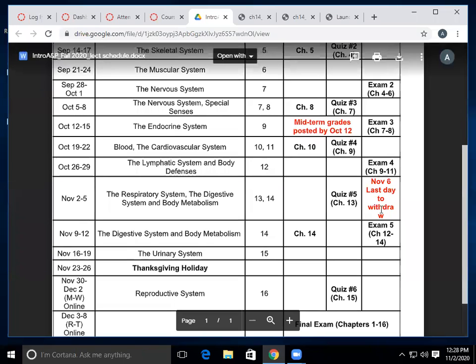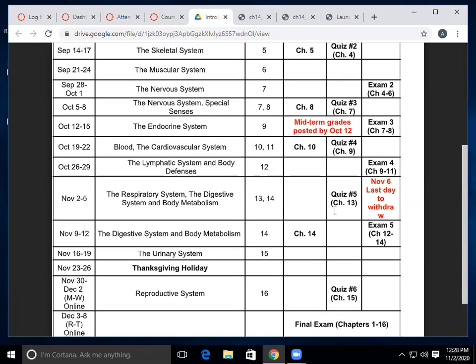All right, so we are in the week of November 2nd through the 5th, covering respiratory system, digestive system, body metabolism. So we'll probably run into next week on digestive system. So this week, you'll have a quiz over respiratory system. Okay, just want to make sure you're aware of that.